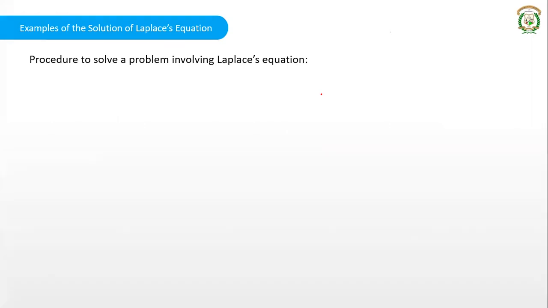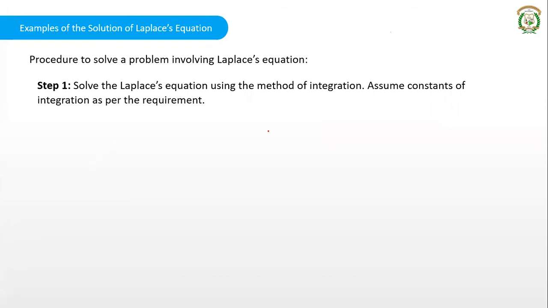There is a procedure to solve any problem which involves the Laplace equation, with different steps. The first step is to solve the Laplace equation, del square V equal to 0, for the value of V, the potential. You solve it by integration, because del square V is a double differentiation, so you have to integrate twice to get V. You might get some constants, which you have to determine as per the requirement.